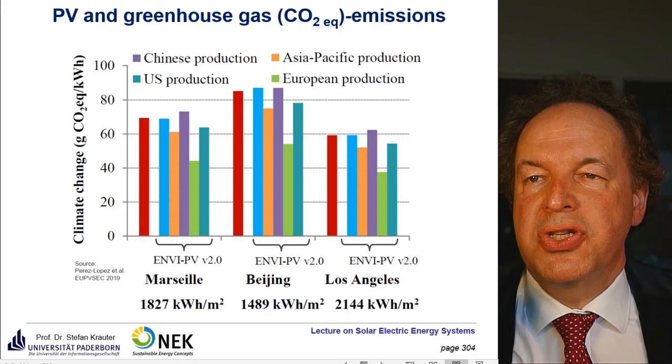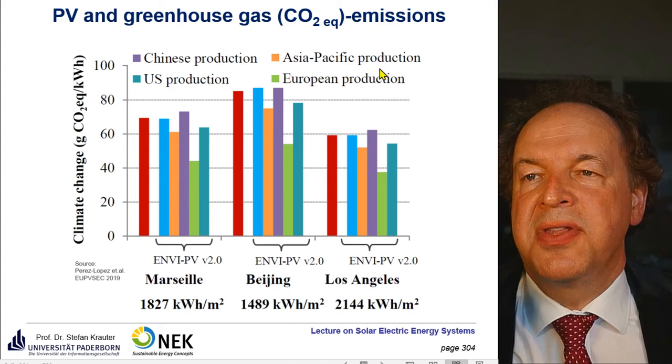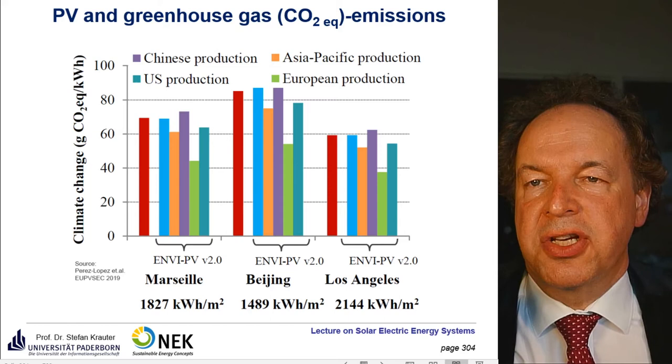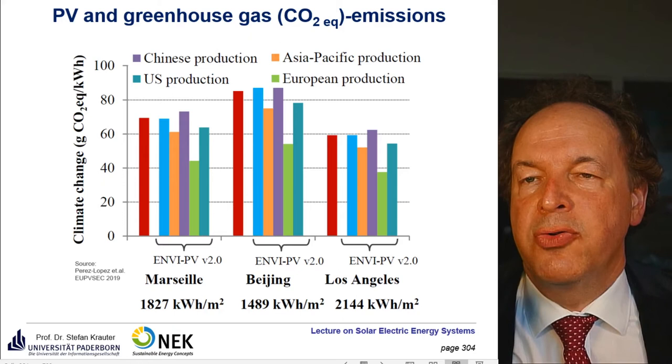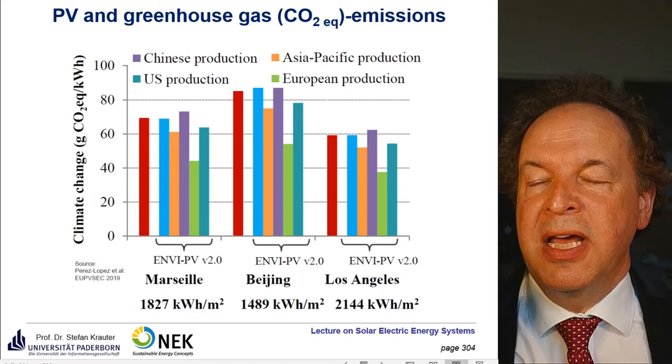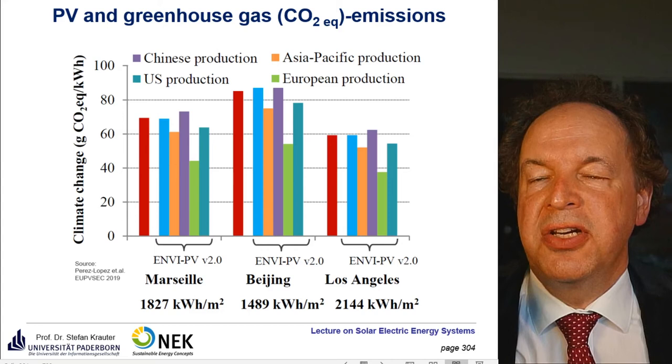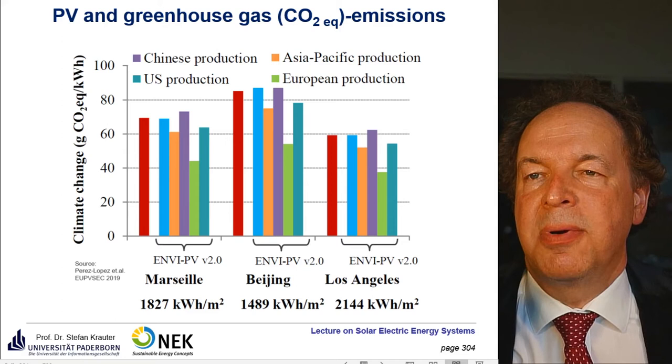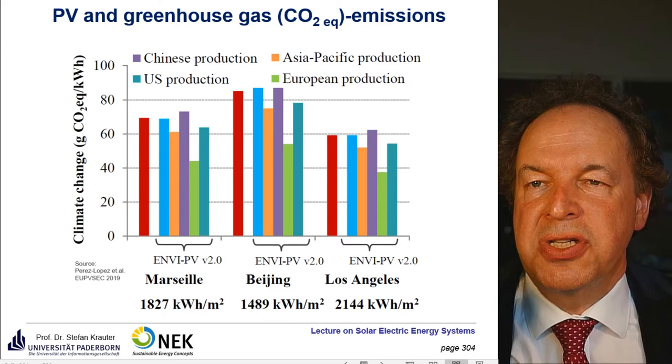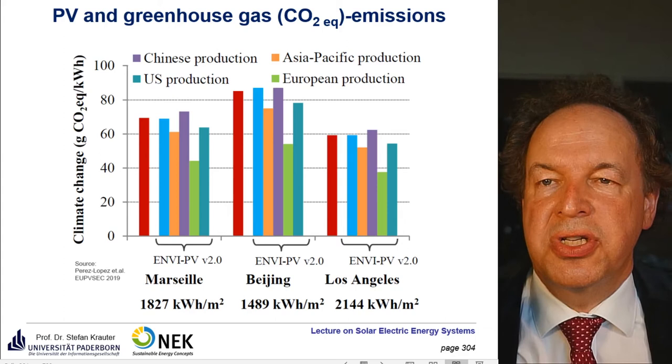It depends also on the location. So these are different scenarios here. This is Marseille, for example, the first with quite a lot of irradiance. And you see that the reduction of carbon dioxide depends also on the gray energy applied during manufacturing and the related carbon dioxide emissions during manufacturing. If you already have a very clean grid, then the gray energy needed for fabrication is also related with little carbon dioxide emissions. If you have a dirty grid, then the carbon dioxide emissions on average are higher because you have to overcome the initial CO2 emissions during manufacturing.